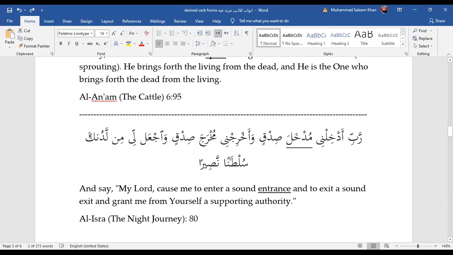This is an expression. Ladun, if you remember, I taught you about this. I sent you one document about special mudaf. So ladun is also one of them, which is used as special mudaf. Min ladunka, in Urdu we translate aapki bargah se. It's very beautiful, I like it. Min ladunka, apni bargah se. Sultanan nasira, a supporting authority, an authority which will support me.